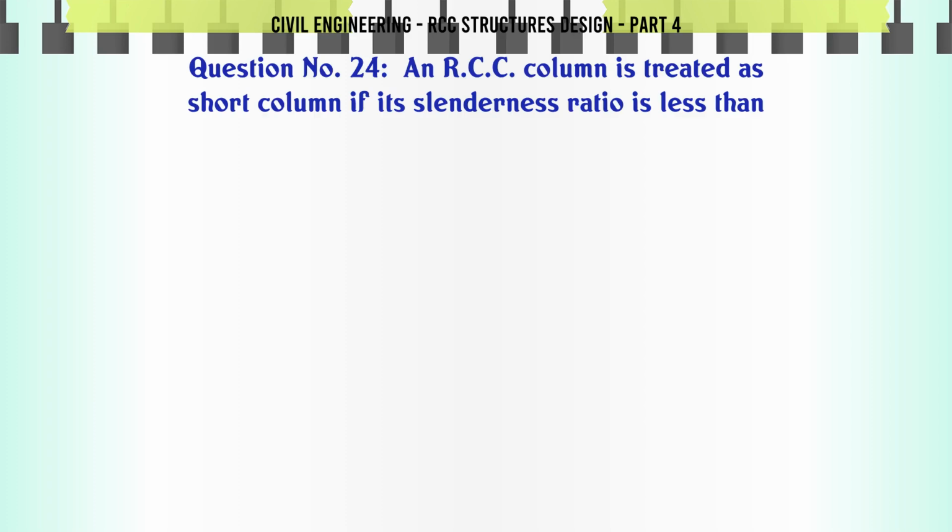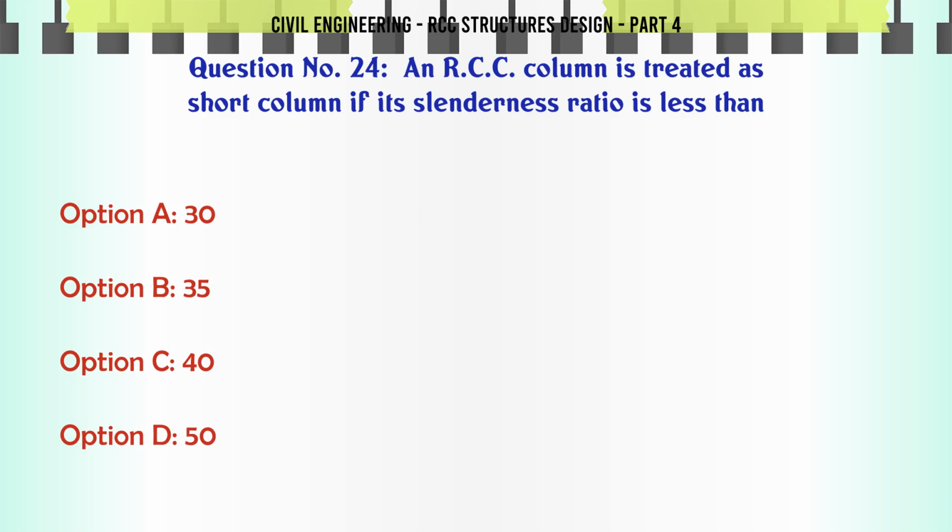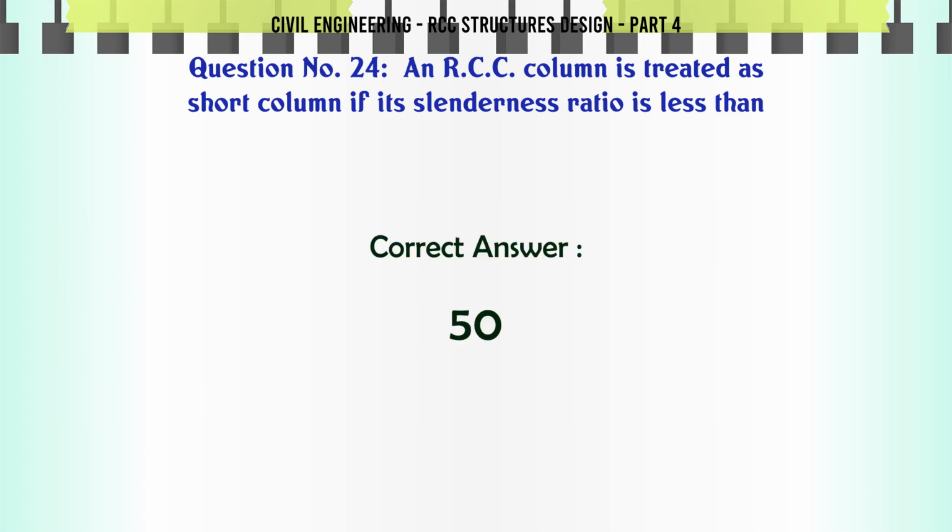An R.C.C. column is treated as short column if its slenderness ratio is less than A. 30, B. 35, C. 40, D. 50. The correct answer is 50.